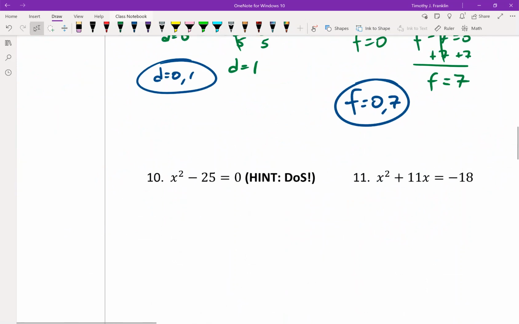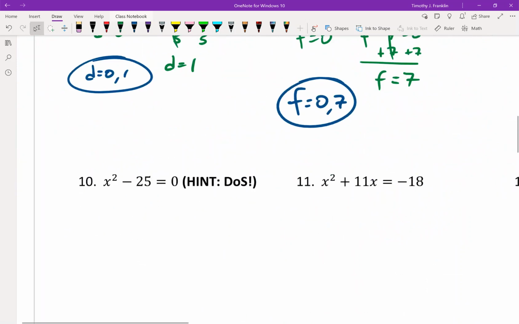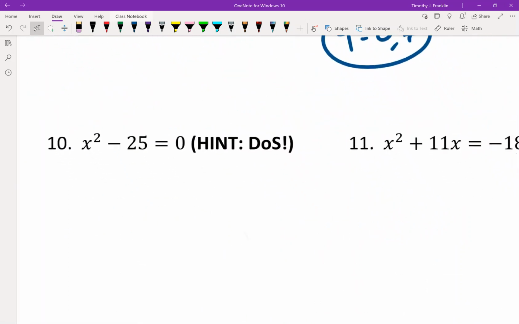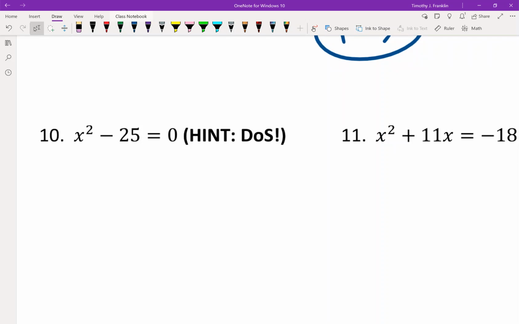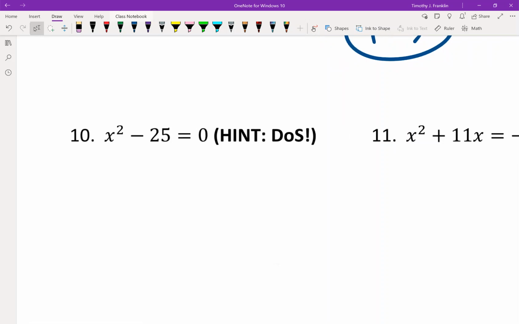For number 10, rather, I think we skipped a row. Right, number 10. It says x squared minus 25 equals 0, and there's a hint, DOS. So this is referring to the difference of squares. So we have a difference of squares pattern here when we factor it.